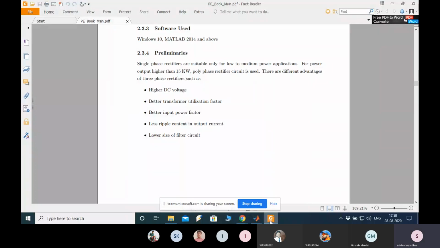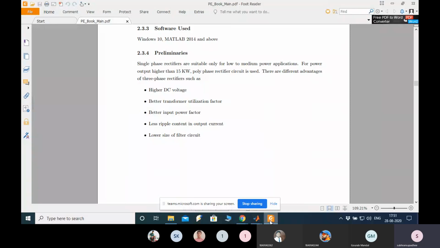These are all the advantages of a polyphase rectifier circuit. Many times it is also called a pulse circuit. It is termed as 6 pulse, 12 pulse, 24 pulse, 48 pulse, and up to 64 pulse is possible. Pulse means the number of switches, basically. In single phase, you can have a maximum of 4 switches. But in three phase, the minimum number of switches is 6 if you are using a three-phase three-wire configuration. If you are using a three-phase 4-wire configuration, the minimum number of switches is 8.